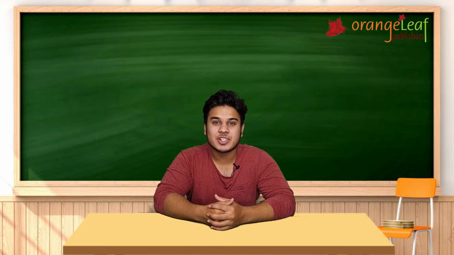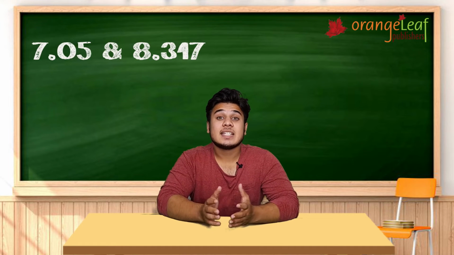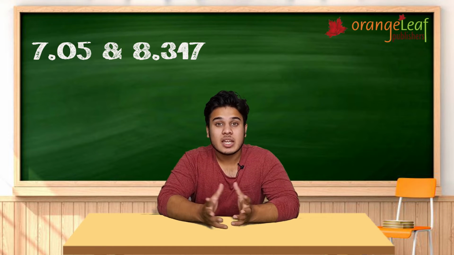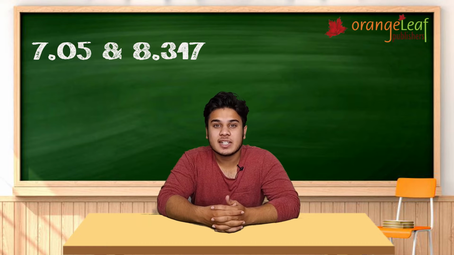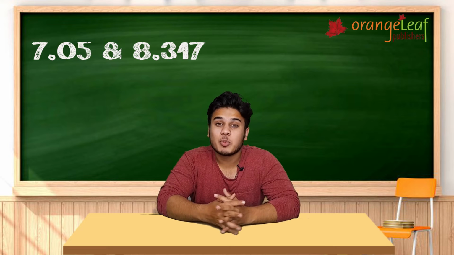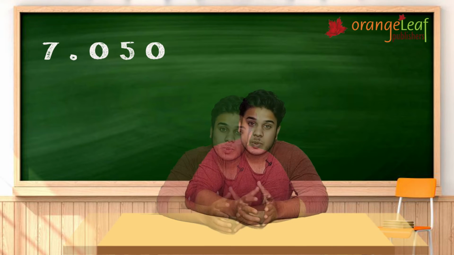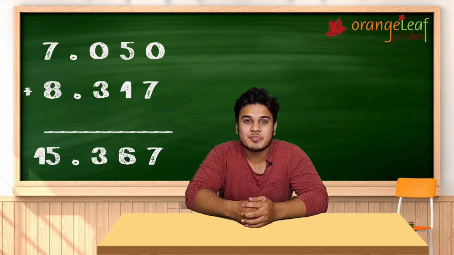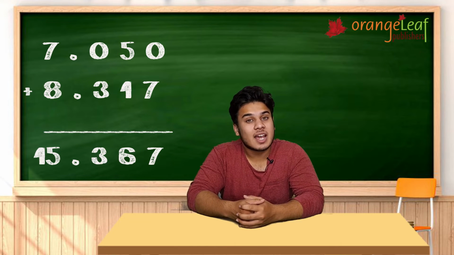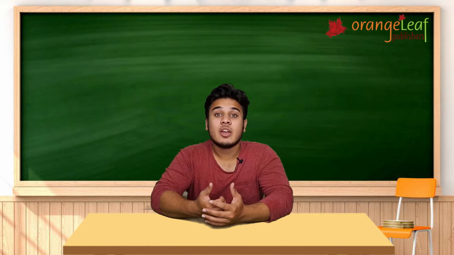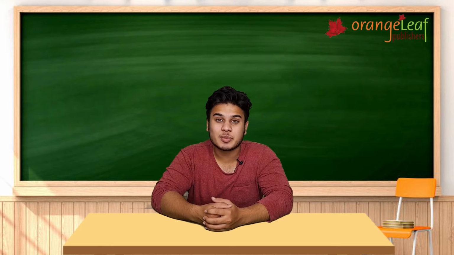We now have to add the following decimal numbers. I'll help you with the first question. So, the first question is 7.05 and 8.317. To add these two numbers, we first need to make 7.05 a like number with 8.317. So, we add a 0 after 5, making it 7.050 and 8.317. On adding these numbers, we get the answer as 15.367.